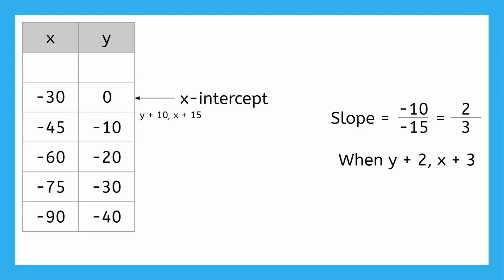To find the y-intercept, we'll do the same thing again. For the x to be 0, we need to add 30. Adding 30 to the x is like adding 3 10 times. So we need to add 2 times 10, or 20, to the y. So the x-intercept is negative 30, 0, and the y-intercept is 0, 20.